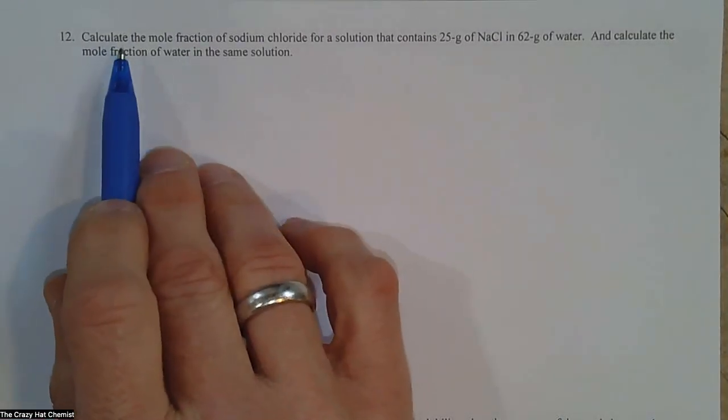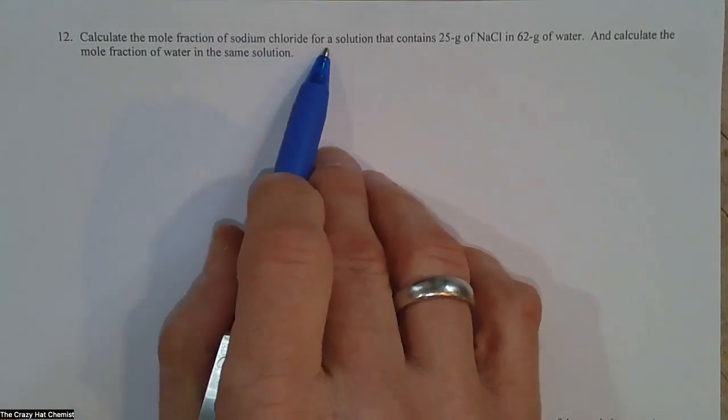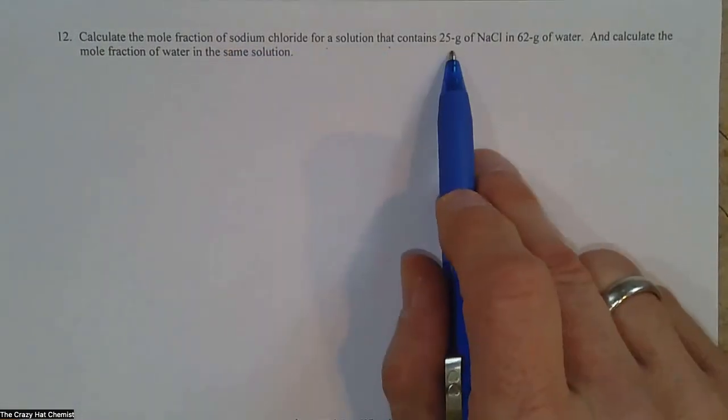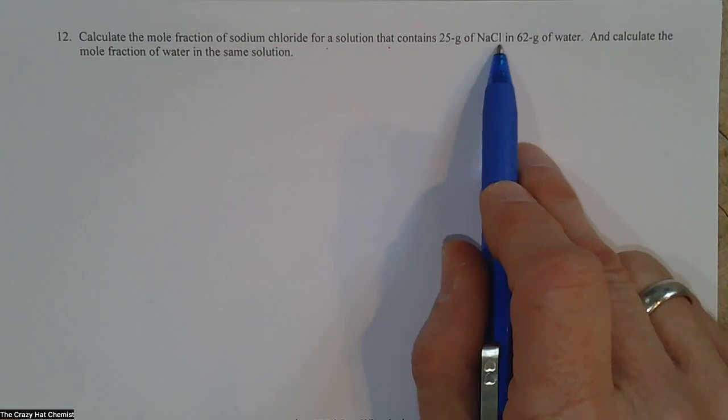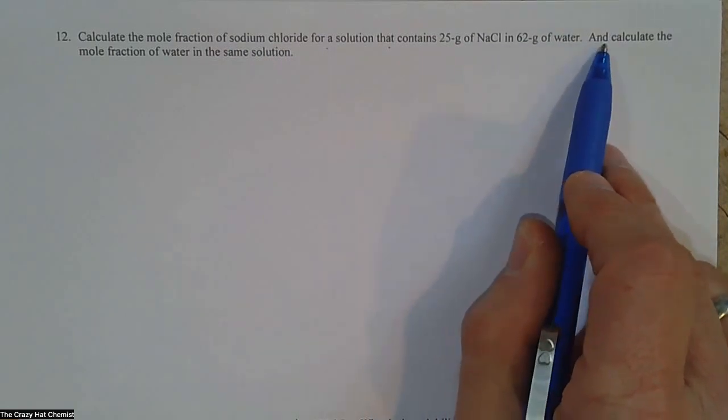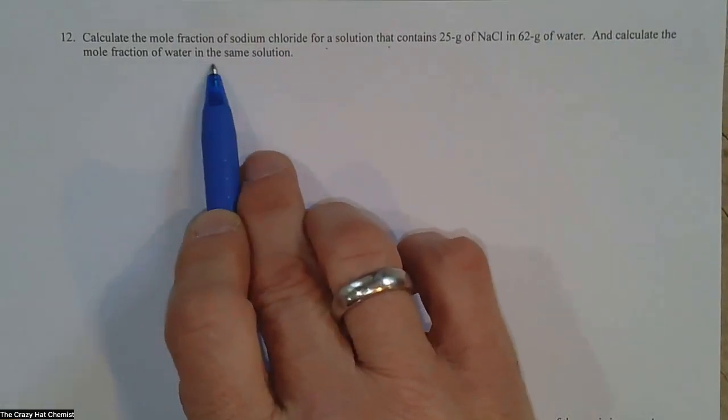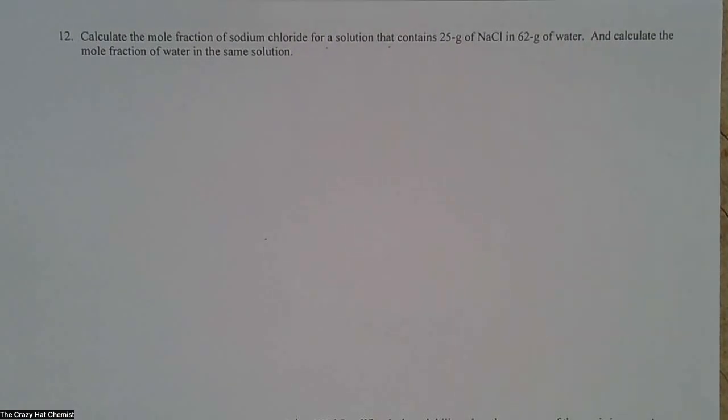It says, calculate the mole fraction of sodium chloride for a solution that contains 25 grams of sodium chloride, that's NaCl, in 62 grams of water, and calculate the mole fraction of water in the same solution. So we're calculating the mole fraction of both. Mole fraction is not a mass fraction, so I have to get moles of both.